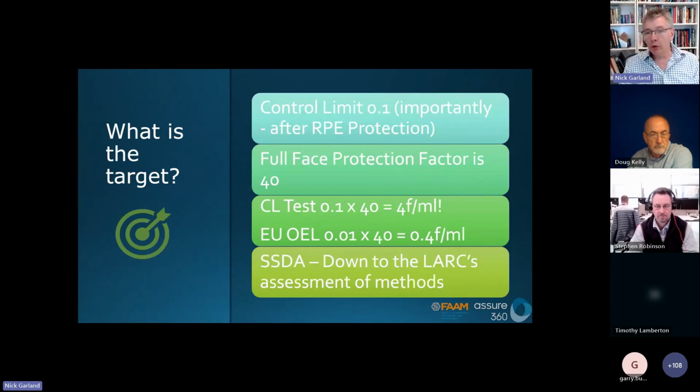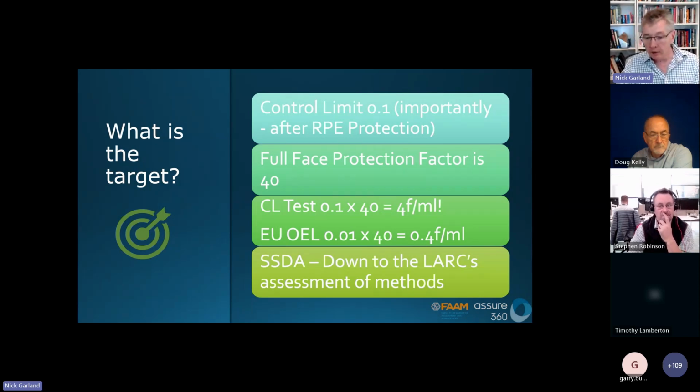So as I say, our control limit 0.1, importantly after RPE protection, is the target that we need for this testing. We're allowed to use the protection factor, and a full face protection factor is 40. So the way you work out the target is control limit test is 0.1 times 40, and we get to a horrifyingly high fibre release of 4 fibres per millilitre. The European OEL would drive that down by a factor of 10, so that's 0.4, and it's down to 0.08 in 2 years' time with the proposed additional further reduction.